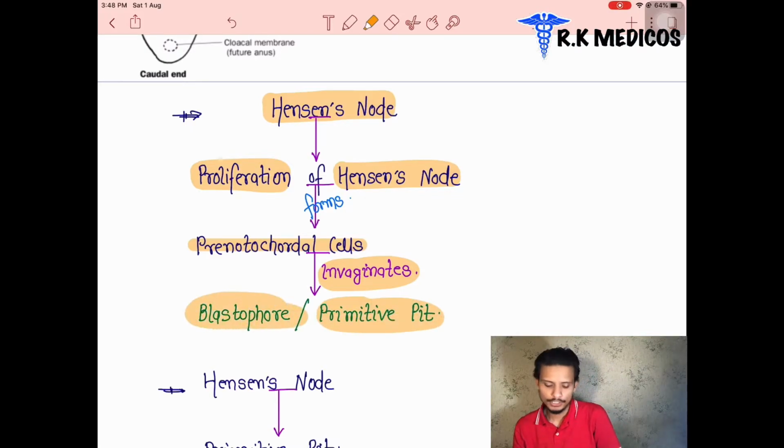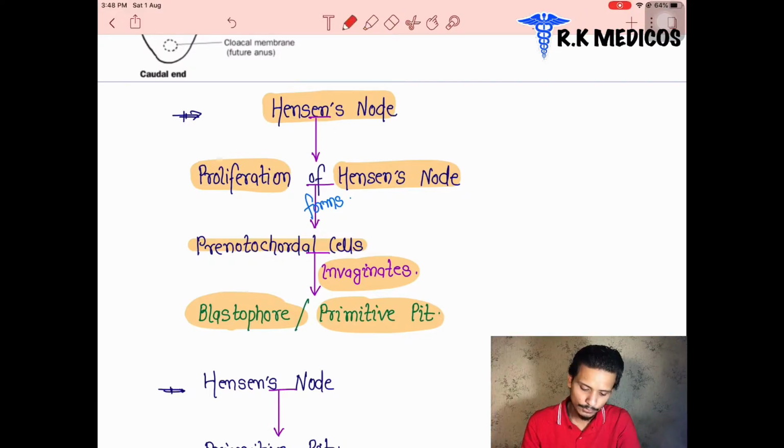After the invagination of these pre-notochordal cells, they are going to form the primitive pit or the blastopore. Primitive pit formation: first Hensen's node is formed, after that it proliferates, then Hensen's node forms the pre-notochordal cells, and then they form the primitive pit or the blastopore. How are we going to say this? Wait, I will make a diagram for you.